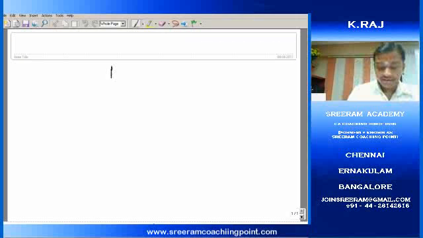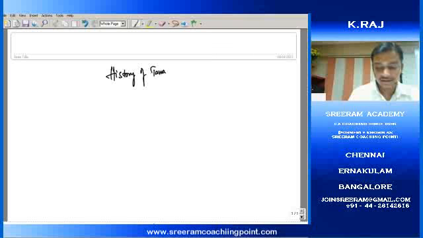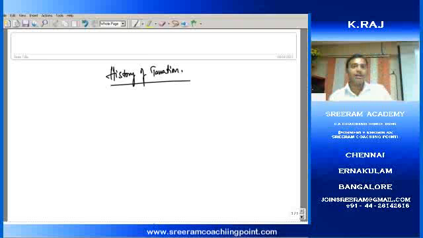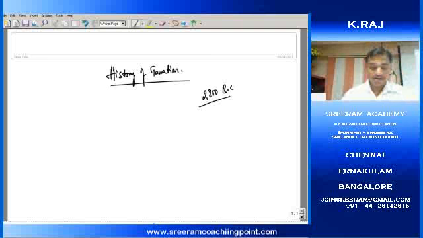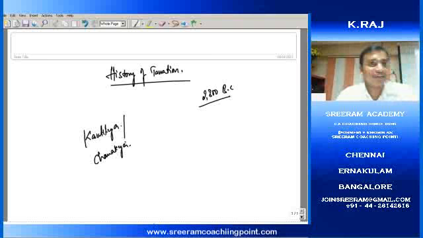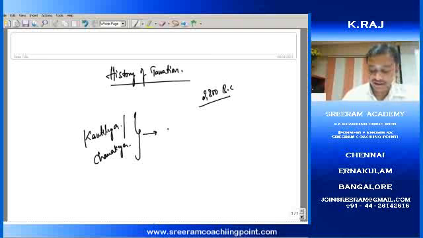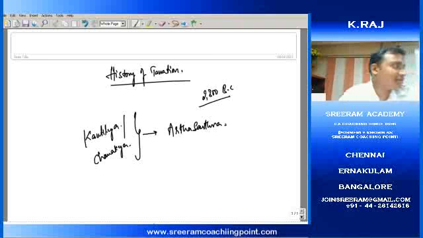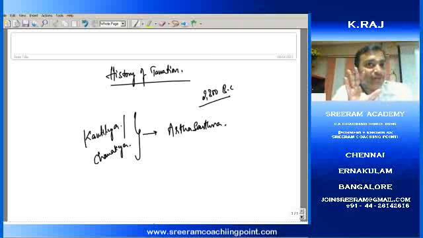First we will begin with the history of taxation. The history of taxation started around 2300 BC. Do you know this name? Kautilya or Chanakya. He wrote something called Arthashastra. So from there we got the concept called taxation.